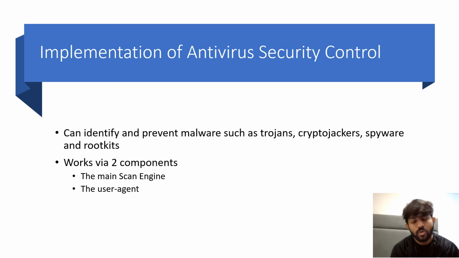Here, we have considered one security control, an antivirus solution, which helps in detecting a wide range of malware like Trojan, spyware, and rootkit. An antivirus helps in detecting backdoor malware before it affects the system. There are two main components in an antivirus.